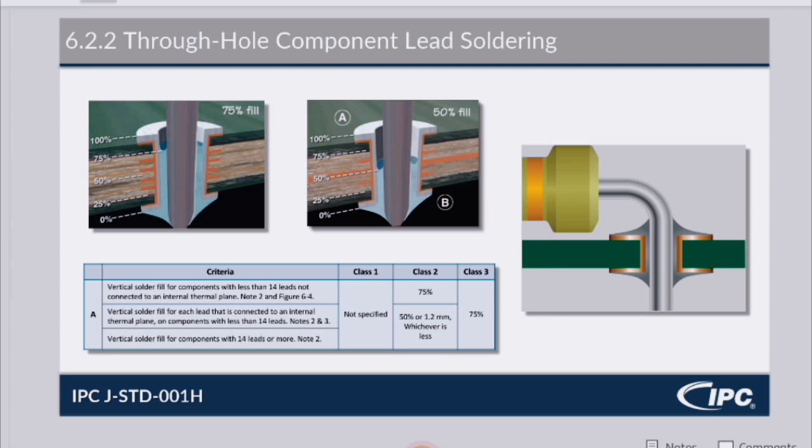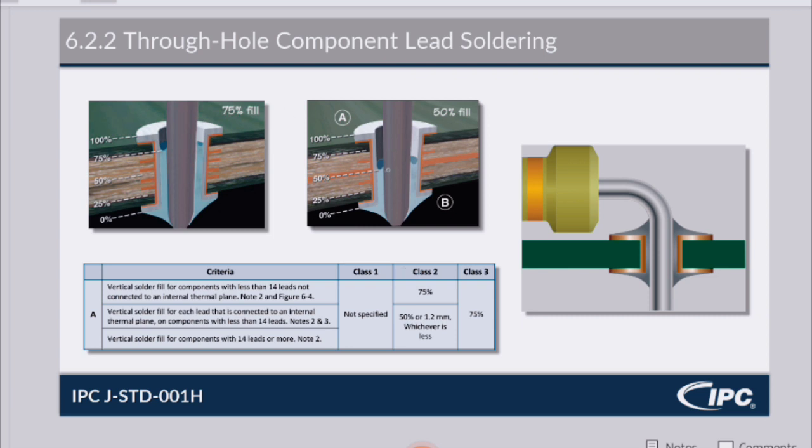6.2.2. Still on 6.2.2. We are still on table 6.6, I believe. Yes, so this is table 6.6. This is going into a little bit more about requirement A.